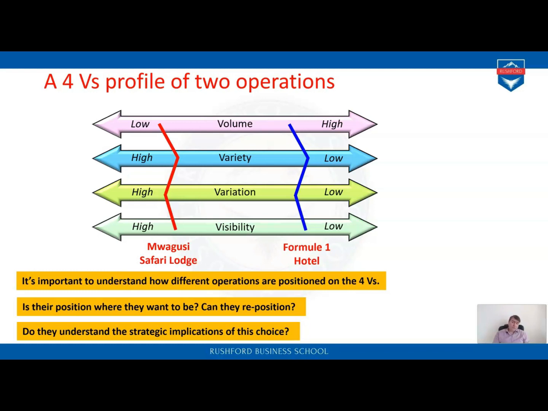It's important to understand, based on this 4Vs profile of your operation, what you can do. Analyze your own company with the 4Vs as well, to understand the different operations' positions on the 4Vs. How is it positioned? Is the volume high or low, and so on? Is it positioned where they want to be? Can you reposition your company based on this 4Vs model? Do they understand the strategic implication of this choice? There is a strategic implication for this choice, and you need to understand that as well.